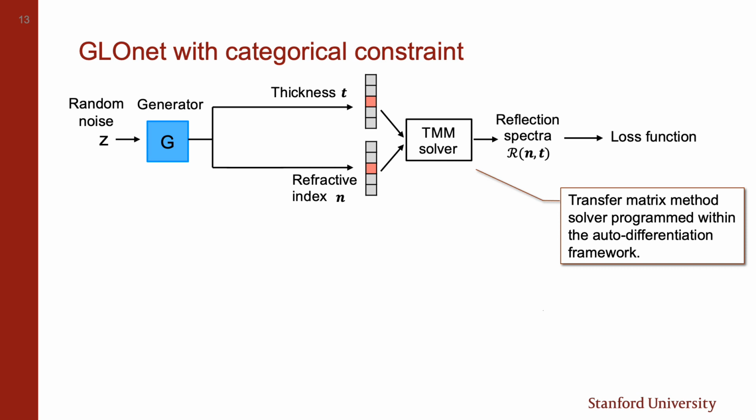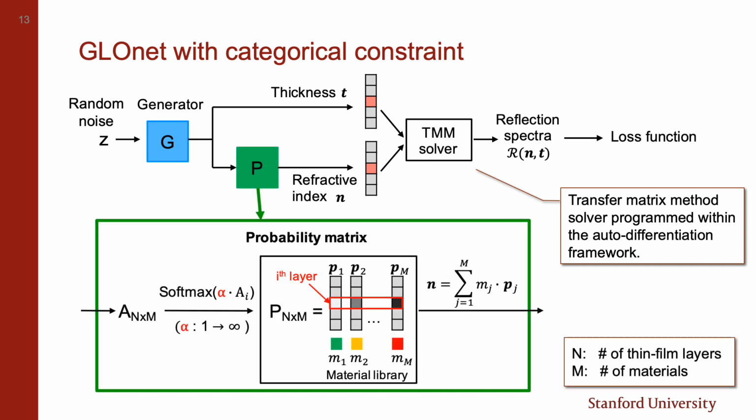To overcome this difficulty, here we introduce the probability matrix method to make it continuous. As shown in the figure, the network first outputs an n by n matrix A. Here, n is the number of layers in the thin film stack, and m is the number of materials in the library. Each atom of matrix A can be varied continuously, and take any real number value.